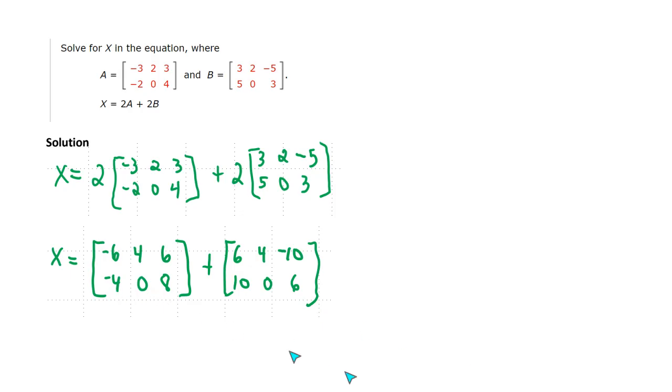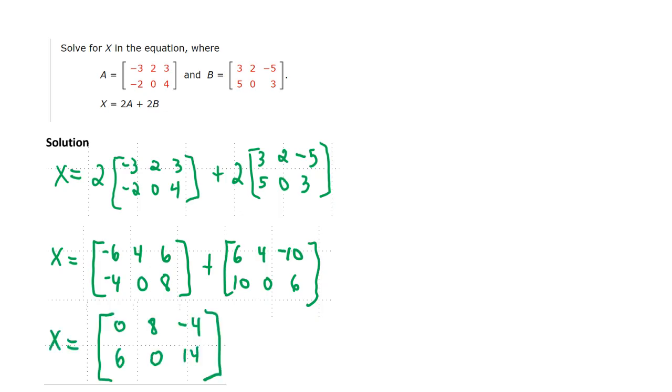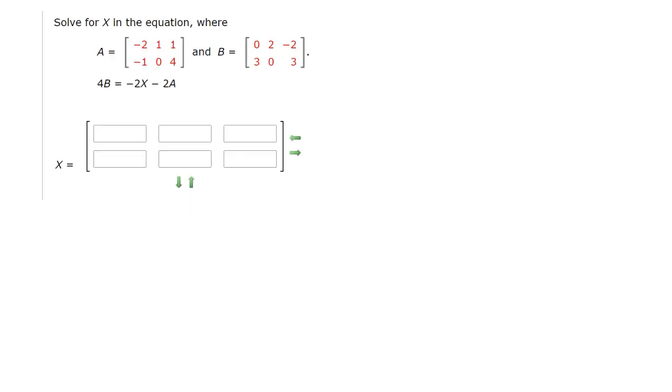Now the order is 2 by 3. So I can add. So -6 plus 6 is 0. 4 plus 4 is 8. 6 plus -10 is -4. -4 plus 10 is 6. 0 and 8 plus 6 is 14.